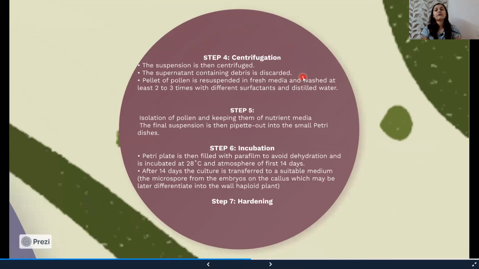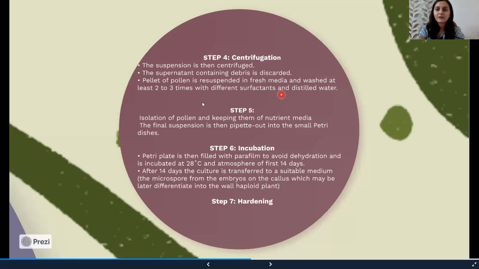When we centrifuge, there are two portions in the test tube obtained at the end. The upper portion is called the supernatant, and the lower portion is called the pellet. Generally, the pellet is used and the supernatant is never used. In the centrifugation process, the supernatant is discarded and the pellet is taken. The pellet of the pollen is resuspended in fresh media and washed at least 2 to 3 times.